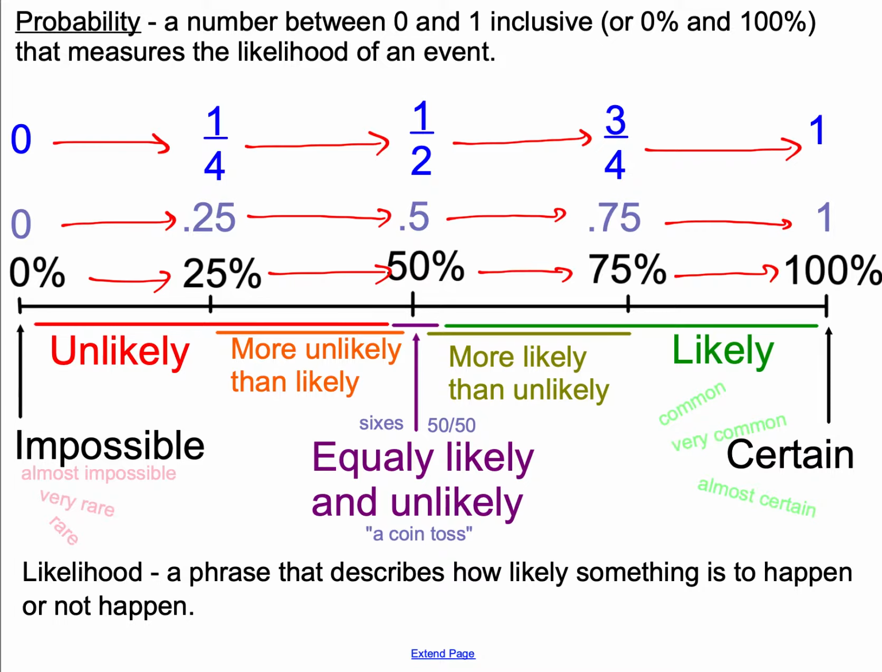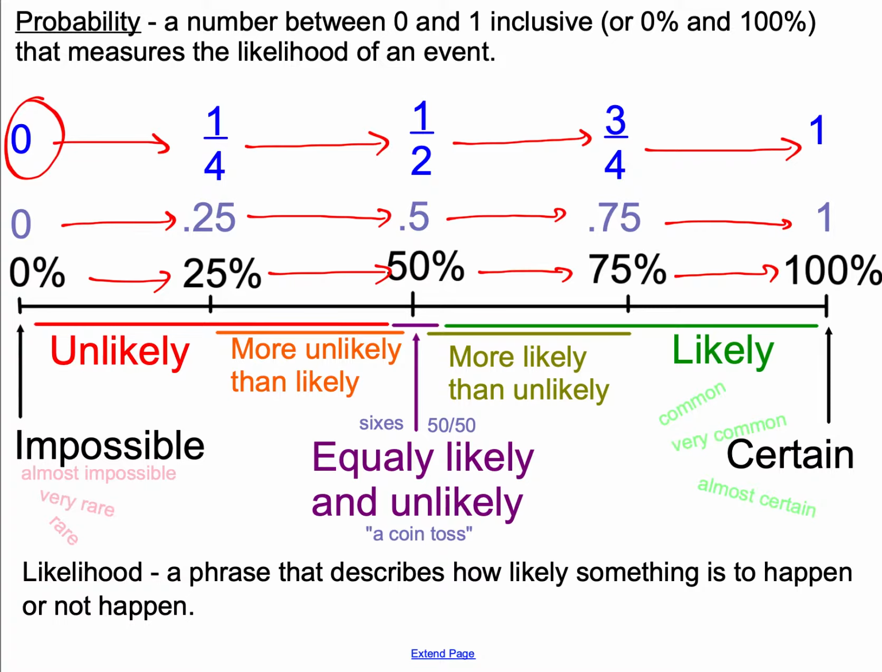Okay, likelihood. The likelihood is a phrase that describes how likely something is to happen or not happen. So right here, it includes all these words. If something has a probability of 0, it is impossible. If it's a little bit above 0, but not exactly 0, you might call it unlikely. Almost impossible, very rare, rare. All of those are common phrases that are used to describe something that is unlikely.